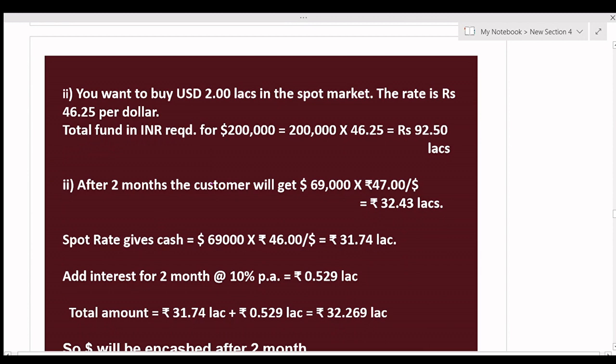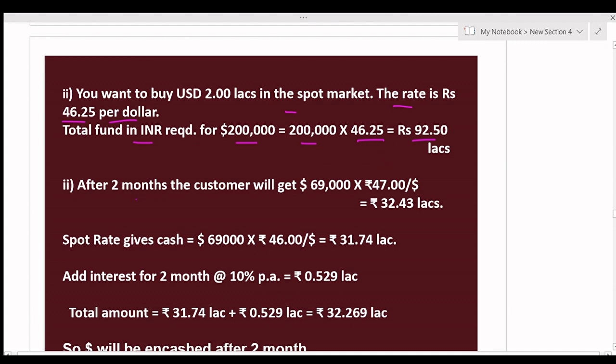You want to buy USD 2 lakh in the spot market. The rate is rupees 46.25 per dollar. This is the ask price. Total fund required in INR to purchase 2 lakh dollars is equal to 2 lakh into 46.25, equal to rupees 92.50 lakhs.